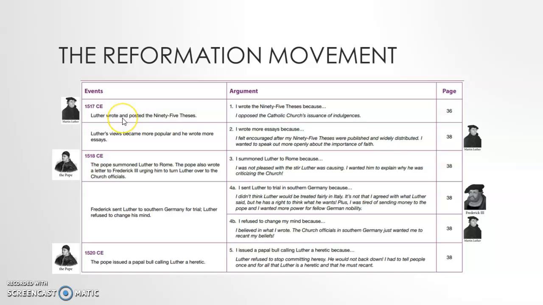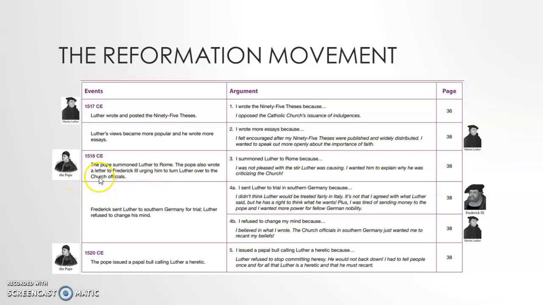So for example, the first event is Luther wrote and posted the 95 Theses. His argument is that he wrote them because it opposed the Catholic Church's issuance of indulgences. Luther's views became more popular and he wrote more essays, because he felt encouraged after the 95 Theses were published and widely distributed. He wanted to speak out more openly about the importance of faith.